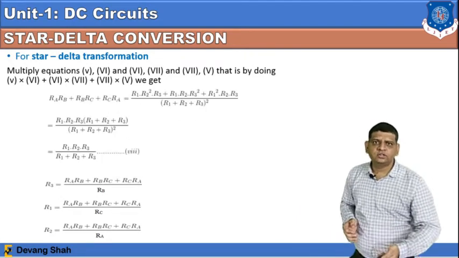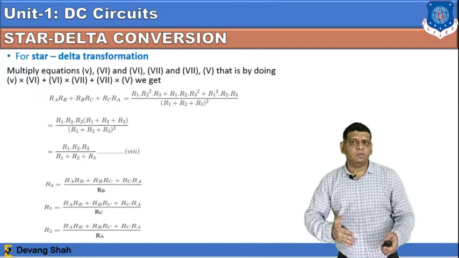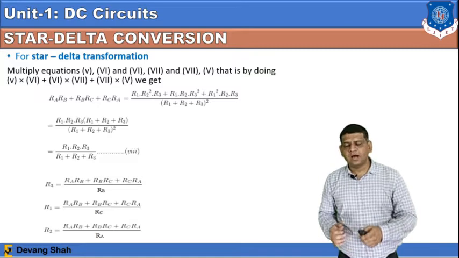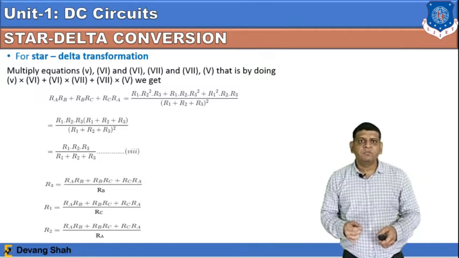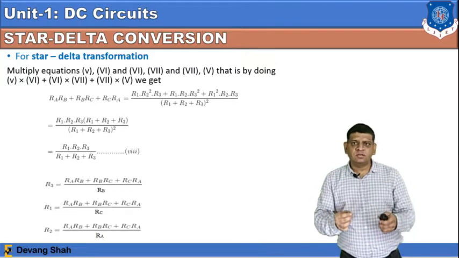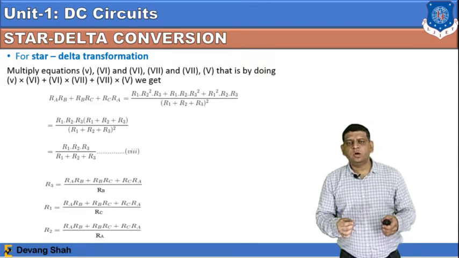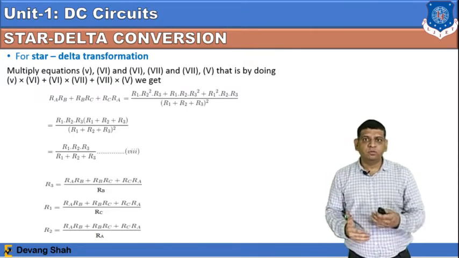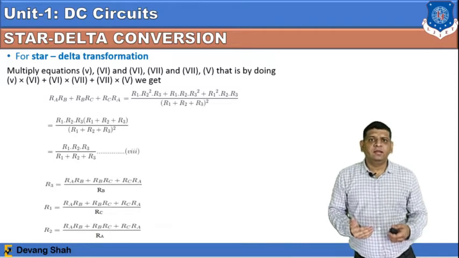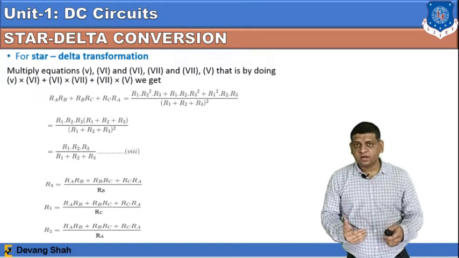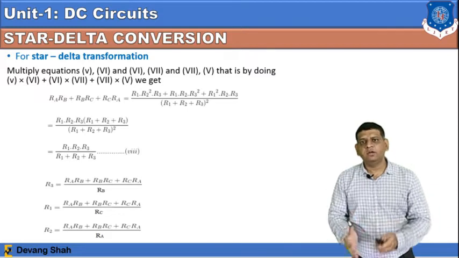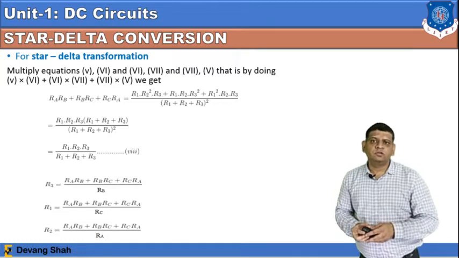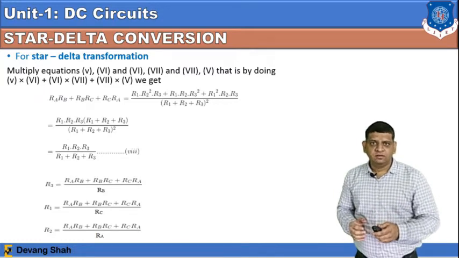Once you do this, you will find the next equation in terms of RA into RB plus RB into RC plus RC into RA, and that is equal to R1 into R2 square into R3 plus R1 into R2 into R3 square plus R1 square into R2 into R3 divided by R1 plus R2 plus R3 whole square. Once you solve this equation, you will find RA into RB plus RB into RC plus RC into RA is equal to R1 into R2 into R3 divided by R1 plus R2 plus R3. Right, now that particular equation number 8, you can see, is a generalized equation.